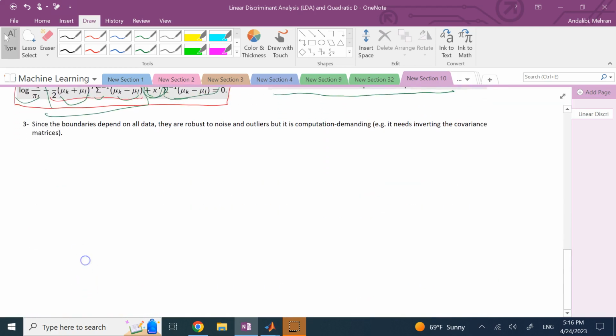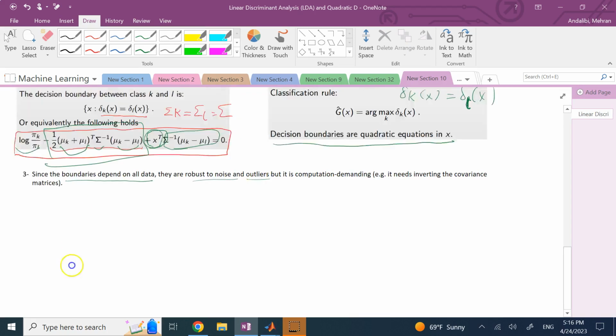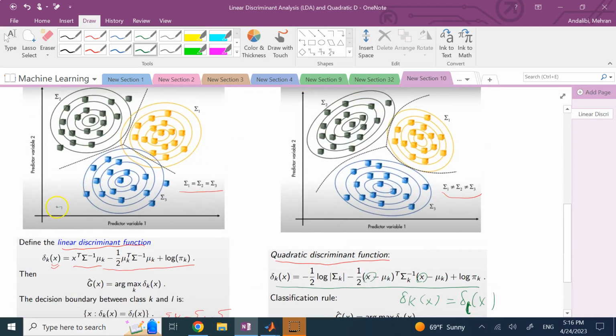Now, one other thing before we go to the MATLAB code: the boundaries depend on all of the data, right? Remember, in support vector machines, our boundaries depend only on what? Only on the support vectors, nothing else. So that makes the computation a little bit less intensive. Here, the boundaries depend on all of the data. That's why they are robust to noise and outliers. So if you add an outlier blue data point here, it's not going to shift this boundary and this boundary really significantly, or if you add some noise, because all of the data will determine the boundary and not one.